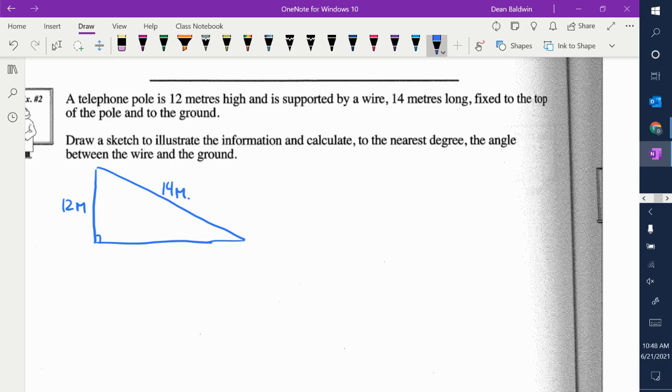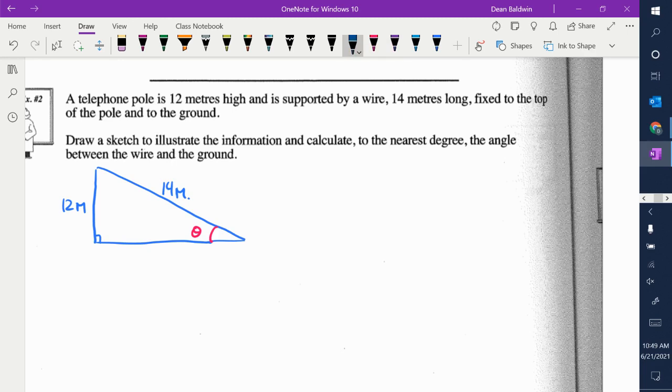Calculate to the nearest degree the angle between the wire and the ground. So what angle am I trying to find? Yeah, this one right here. And I'm going to use theta. A lot of times instead of writing x, they'll write theta for angles, especially when you get into Math 12 and calculus. But you could write x if you really want to. Doesn't matter.